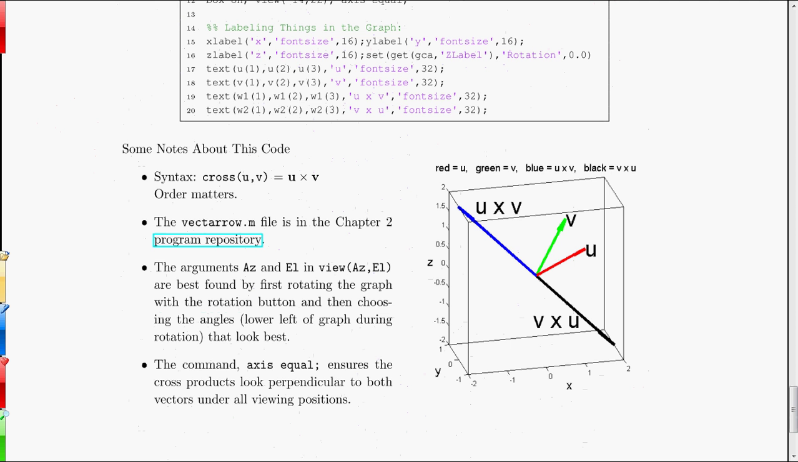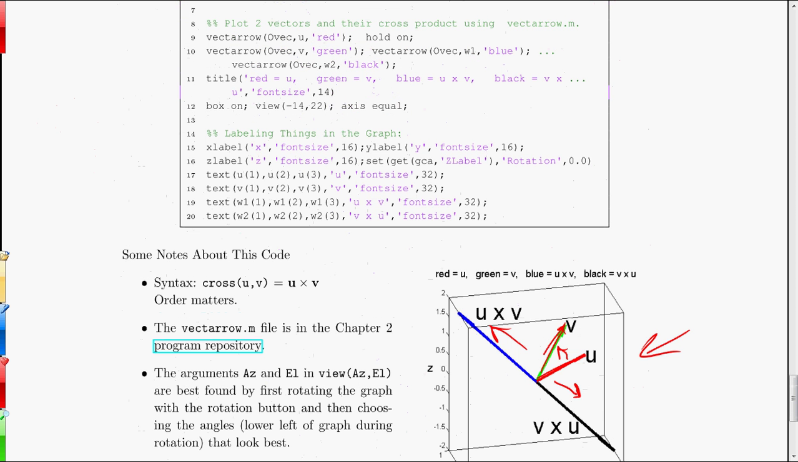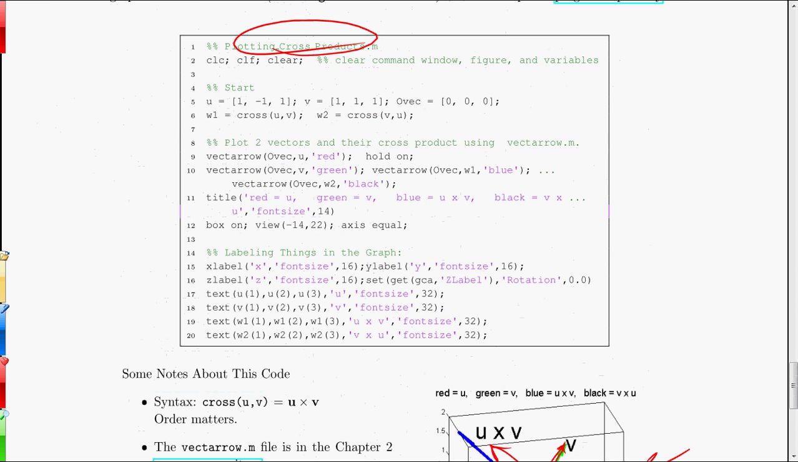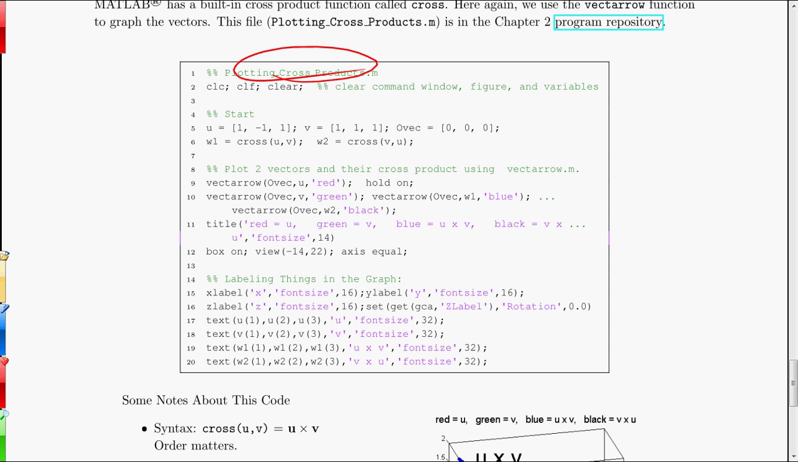I'm creating these plots, right? There's the vector U, there's V. If you use the right-hand rule, U cross V is going to give you this direction. V cross U is going to give you this direction. And you can play around to make sure that that looks right to you. And basically what I want to introduce here is this function, cross. That's built into MATLAB. Cross UV, when you use it like this, is U cross V.